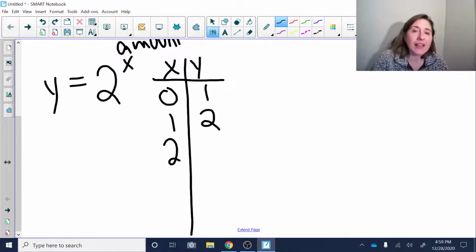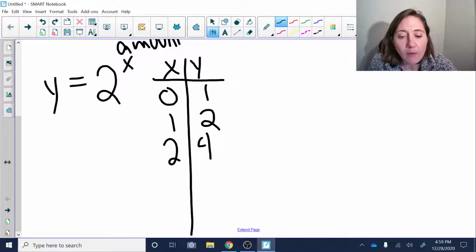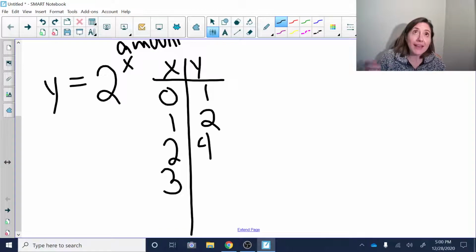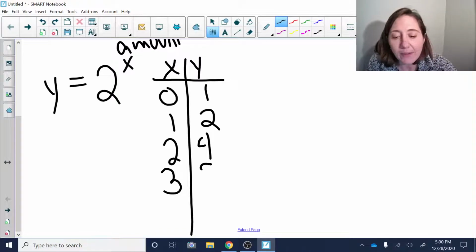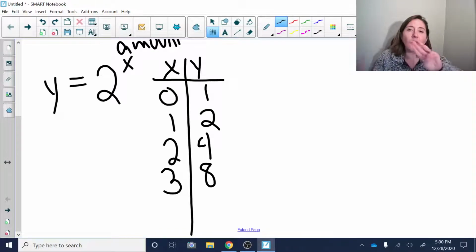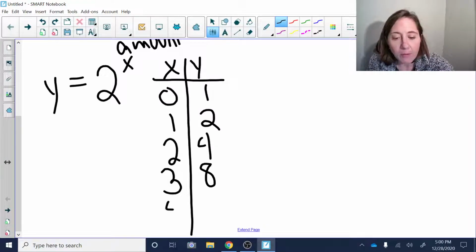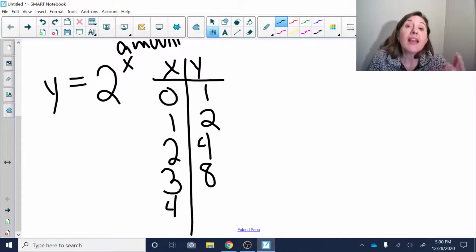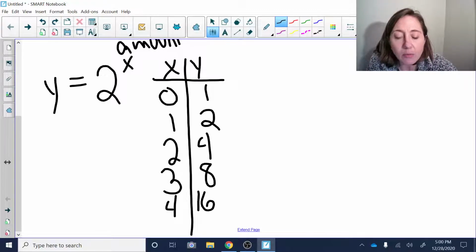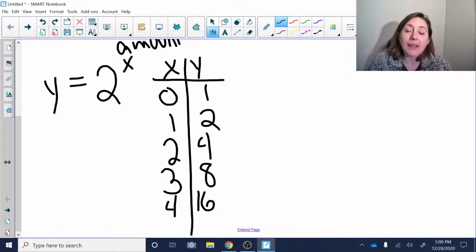What if I put a 2 in for the exponent? 2 squared is 4. What if I put a 3 in for the exponent? 2 to the third is 8. Careful, it's not 6. 2 times 2 is 4 times another 2. 4 times 2 is 8. What if I put a 4 in for the exponent? 2 to the fourth, that would be 16. There you go. So we're doubling, we're doubling, we're doubling, we're doubling. That's what's happening here. So I think that's far enough. You'll run out of space anyway in your graphs.